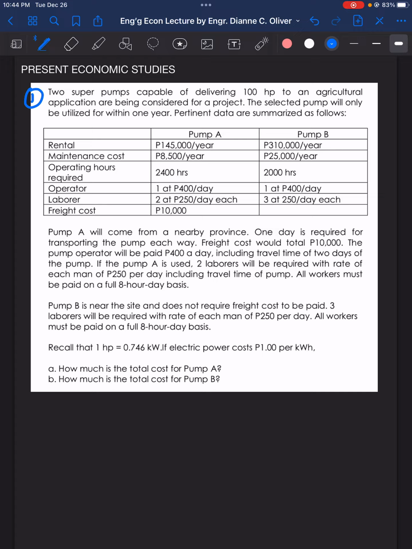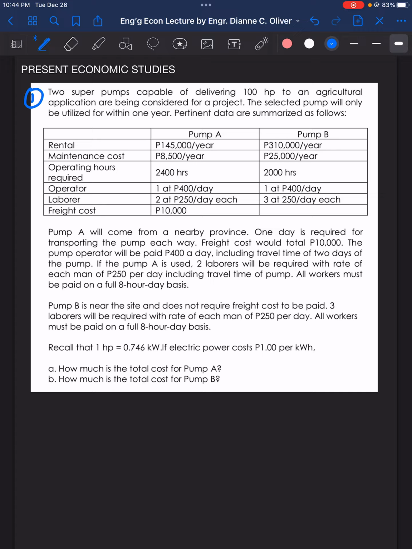For pump B, it is near the site and does not require freight cost to be paid. 3 laborers will be required with rate of each man of 250 pesos per day. All workers must be paid on a full 8-hour day basis. Recall that 1 horsepower is equal to 0.746 kilowatts. If electric power costs 1 peso per kilowatt hour, letter A, how much is the total cost for pump A? Letter B, how much is the total cost for pump B?